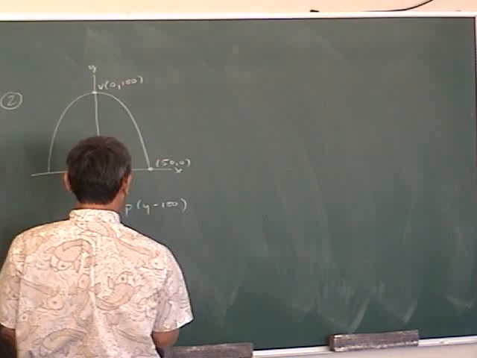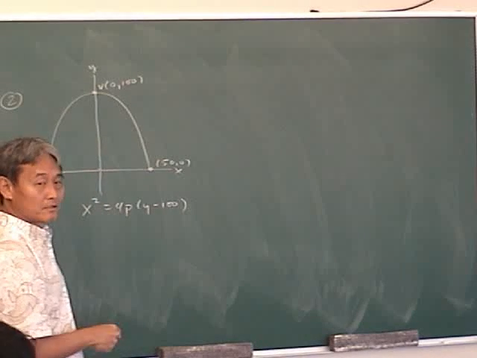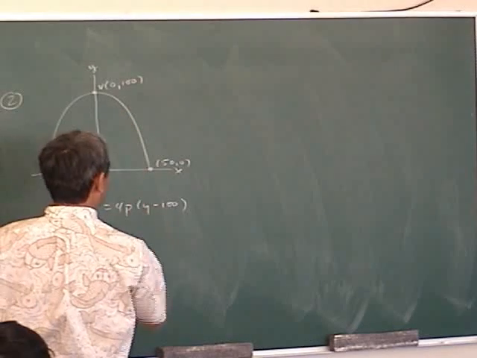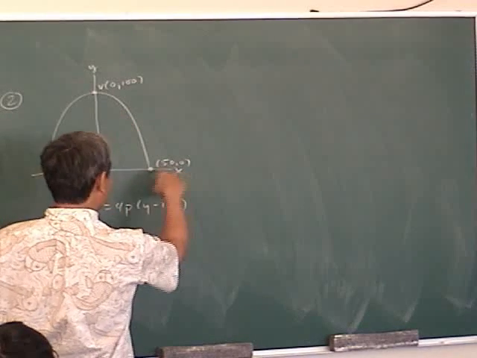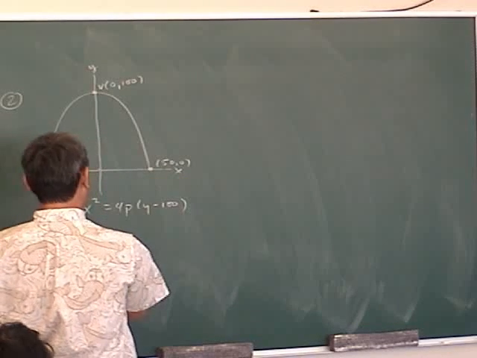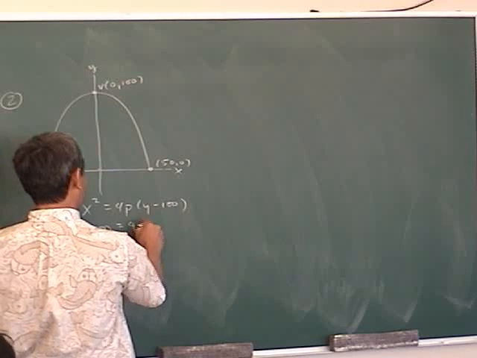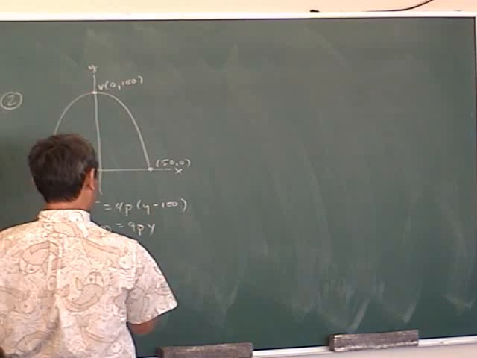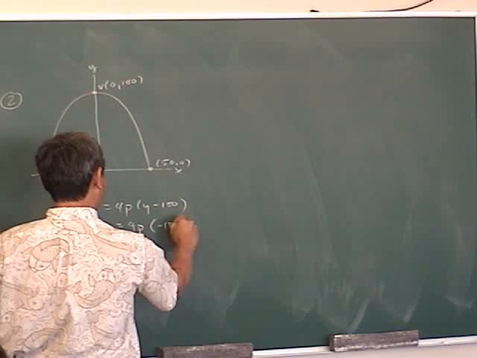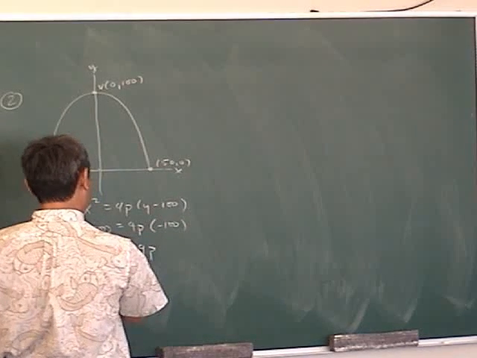How do I figure out what 4p is? Do we know where the focus is? No, we don't. The focus is somewhere up here somewhere. I don't know where it is. But we do know that it passes through this point, so you can plug this point into the equation to figure out 4p. So if you plug in 50 for x, what's 50 squared? 2500 is equal to 4p times, and 0 for y, you get y. Oh, no, plugging in 0 for y, fool. Negative 100. So therefore, 4p is equal to negative 25.